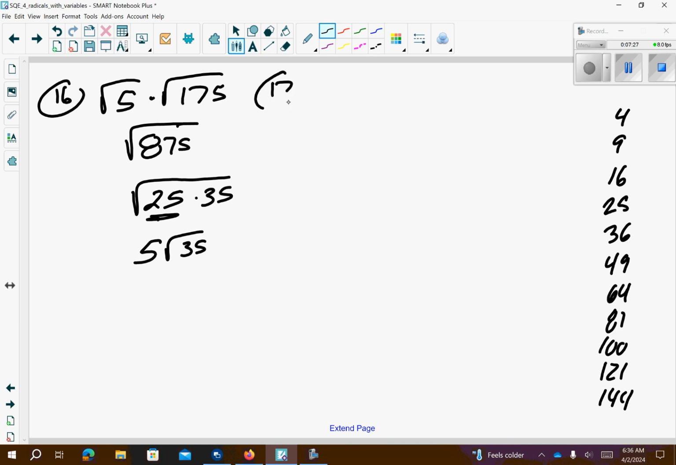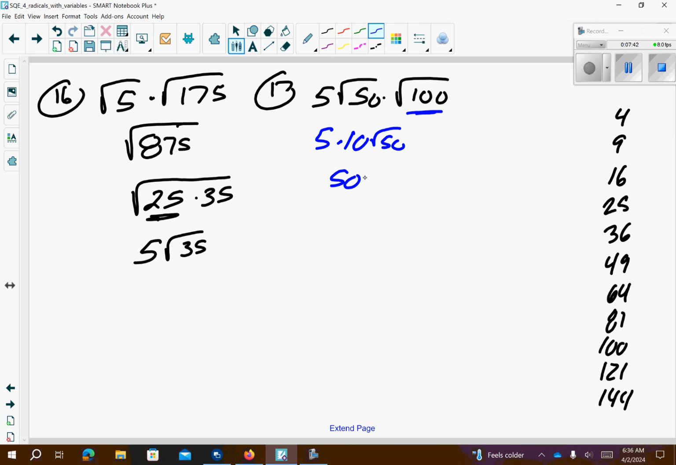Number 17, we have 5 root 50 times 100. So a couple ways you could think about this. What's the square root of 100? Well, that's 10. So I'm going to get 5 times 10 root 50. So that's going to give me 50 root 50. And then you can break 50 down. 50 is going to break down to 25 times 2. So square root of 25 is 5. So the 5 comes out front. And then multiply those together. So I'm going to get 250 root 2.